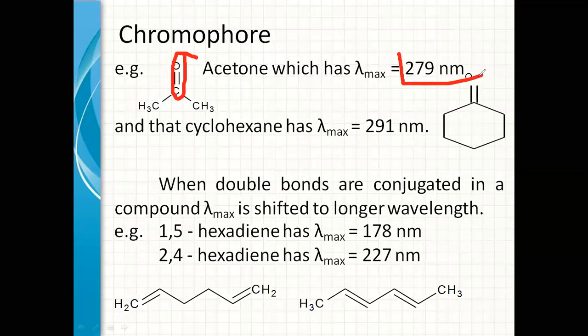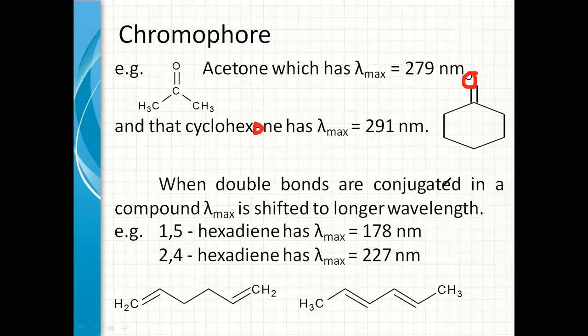Let's see here. This is cyclohexanone, not cyclohexane. Cyclohexanone. Its lambda maximum is 291 nanometer.